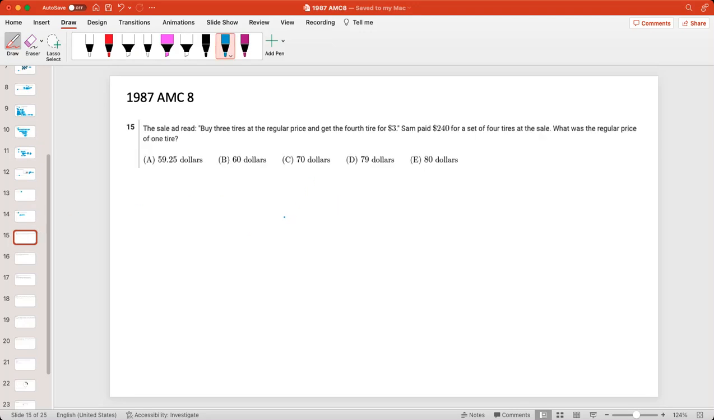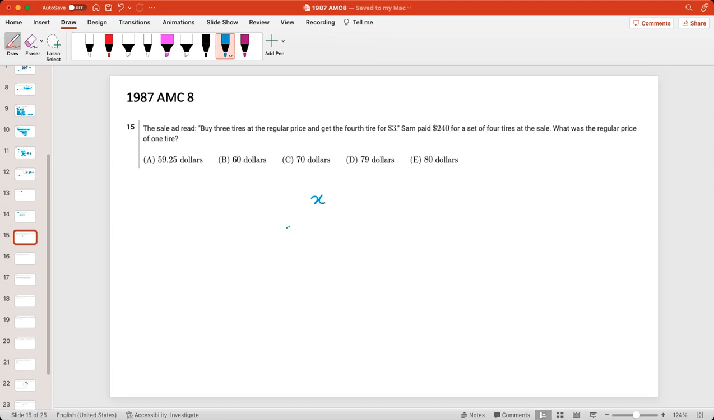The sale ad read, buy 3 tires at the regular price and get the fourth tire for $3. Ram paid 240 for a set of 4 tires at the sale. What's the regular price of 1 tire? So this is an algebra problem. So we'll take the value of 1 tire as x.